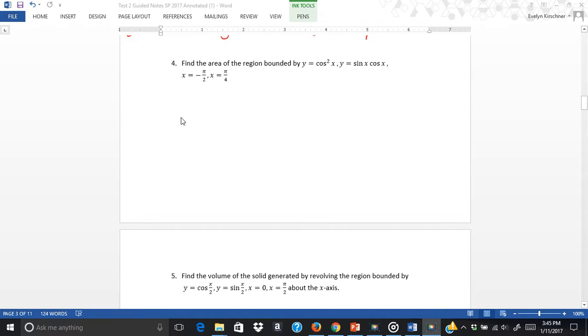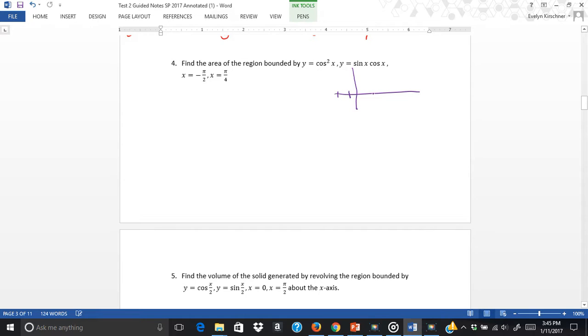So I can apply this to find the area. I want to find the area of the region bounded by cosine squared x and sine x cosine x from negative pi over 2 to pi over 4. So I'm going to do a quick little sketch here.